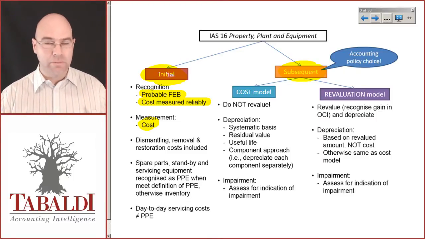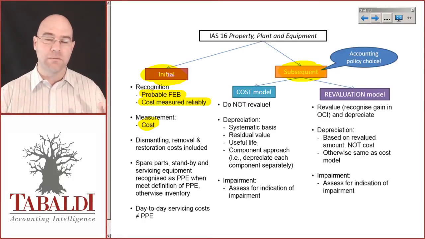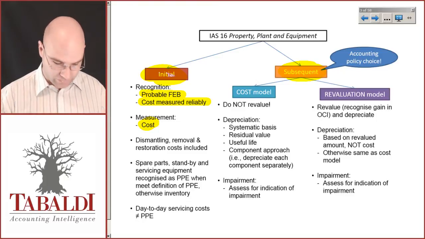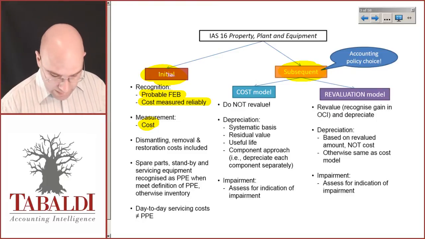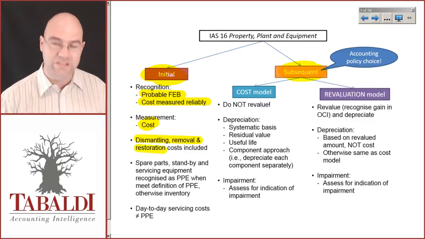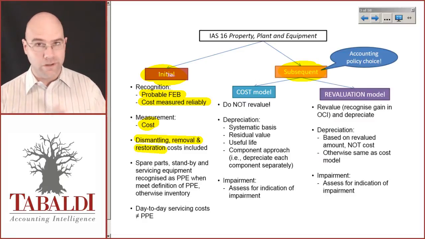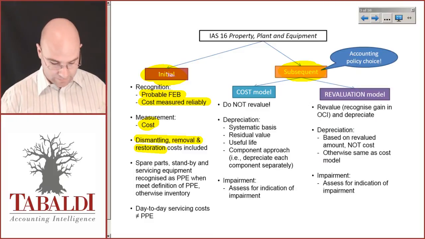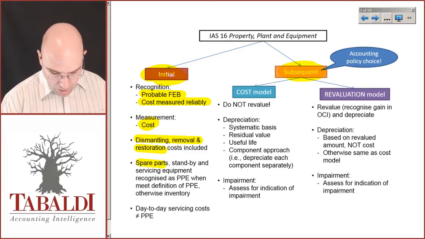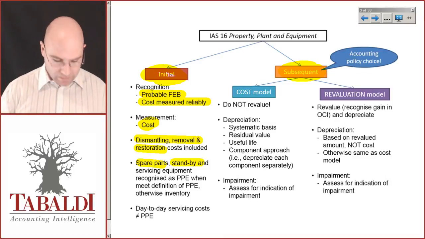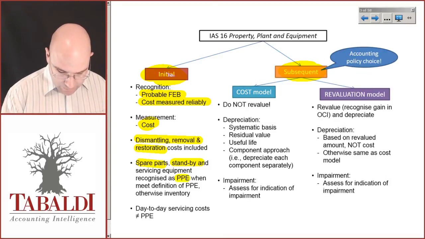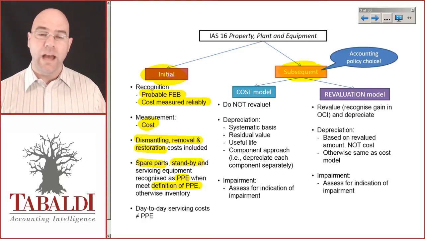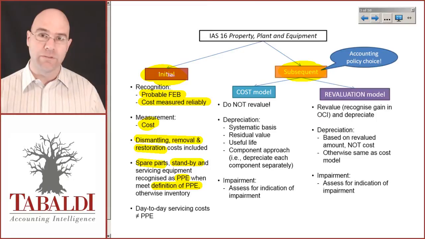Now, cost is going to have some implications, so it's not as easy as it seems, but take note, it's initially recognized at cost. Remember to include things like a dismantling, removal, or restoration provision. We're going to credit those provisions, debit PPE. Again, we'll deal with this in a bit more detail. Then note that spare parts or standby and servicing equipment will only be recognized as PPE when the definition of PPE is met. Otherwise, it's going to be inventory.